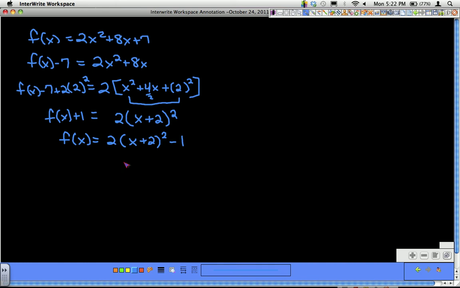So now again, this gives us a lot of information. The 2, it's positive, tells me that this thing is going to open up and be a little skinnier than the parent function because it's bigger than 1. There's my h, and there's my k, so that tells me my vertex is at -2, -1. And remember, our x plus 2 equals 0, so if I set that equal to 0 and solved it, that's why this is a -2. So on here I could say x equals -2, that's my axis of symmetry.